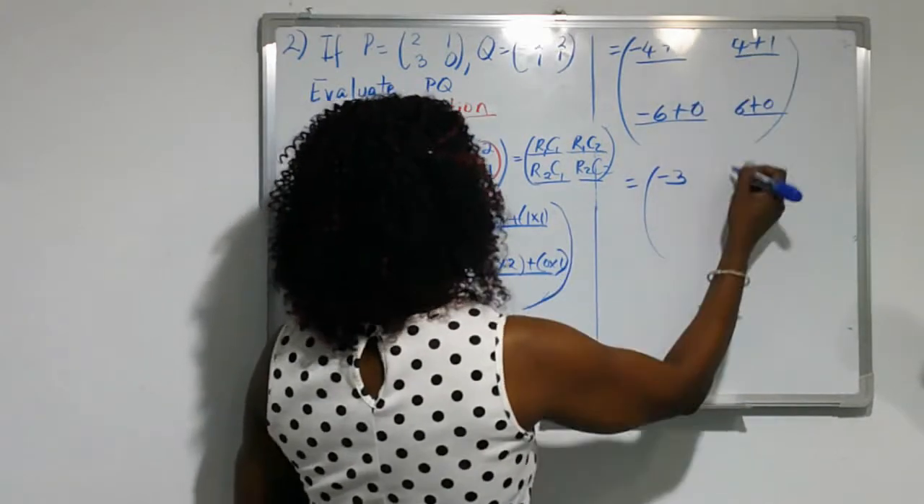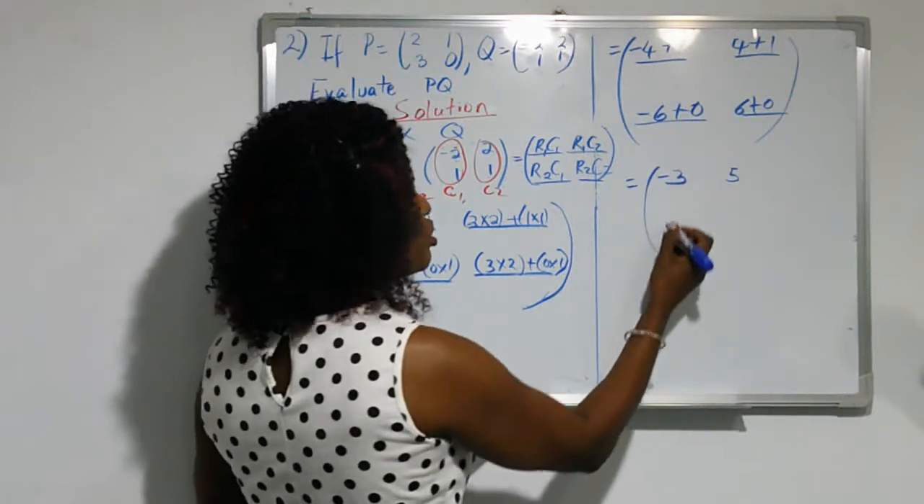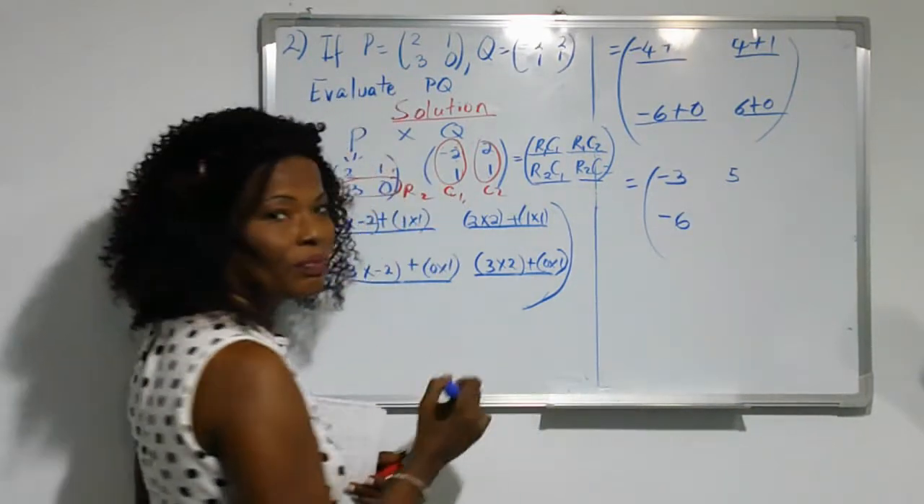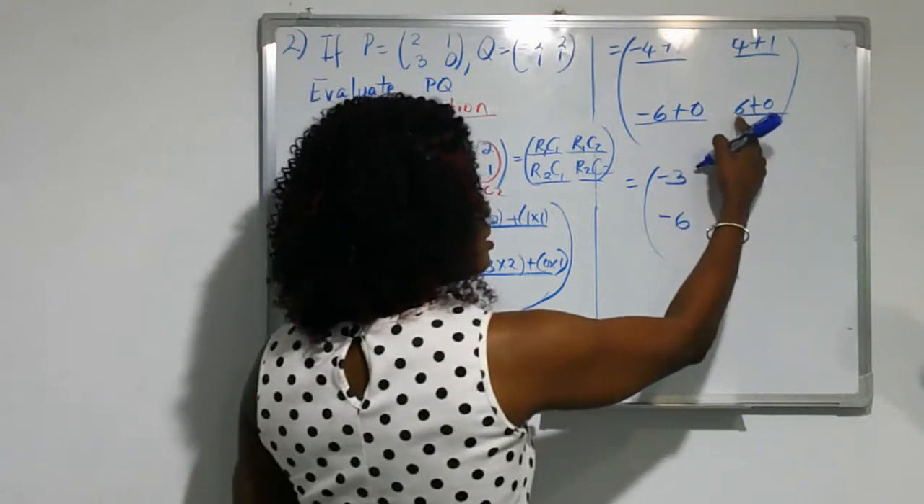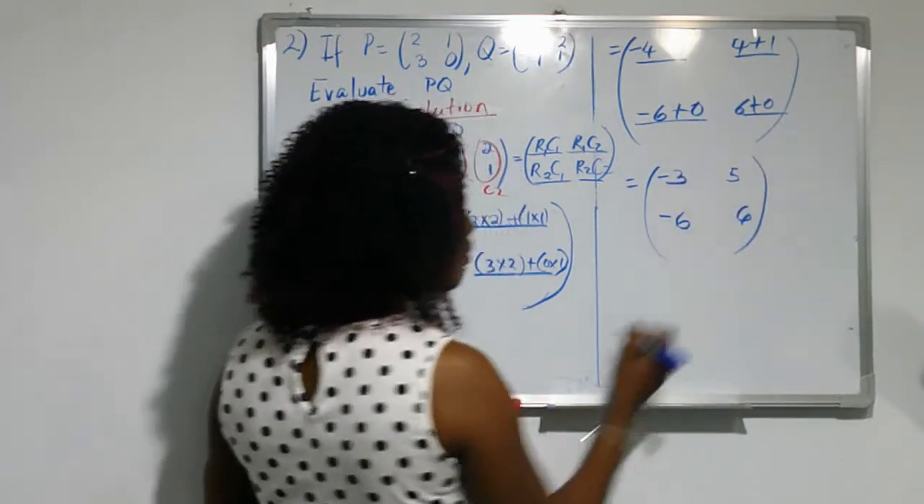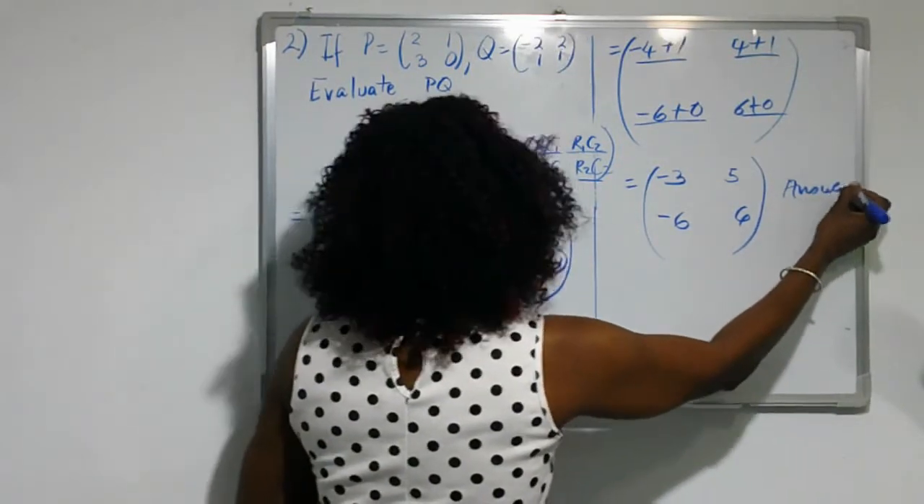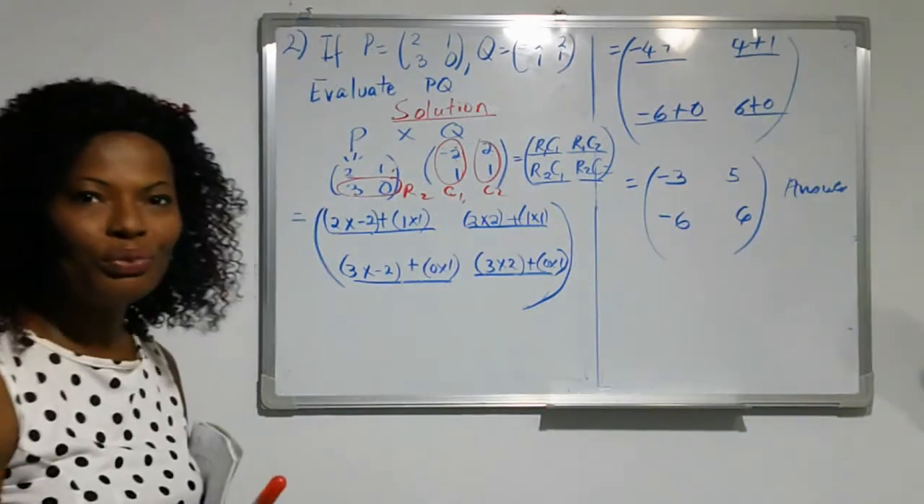4 plus 1, 5. Negative 6, you don't have any money and you owe 6, so you still owe 6. You have some money, $6, and you don't owe anybody any, so you still have that in your pocket. And that's the answer for question 2.